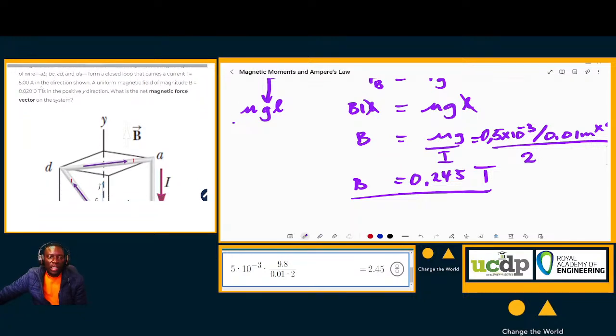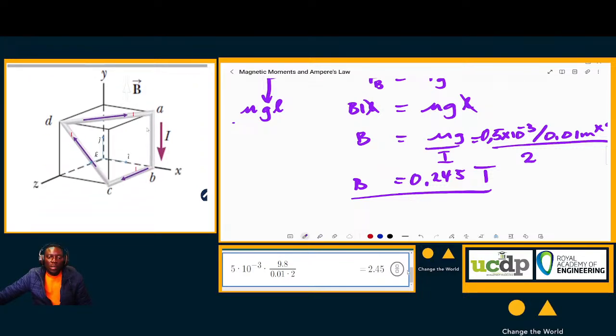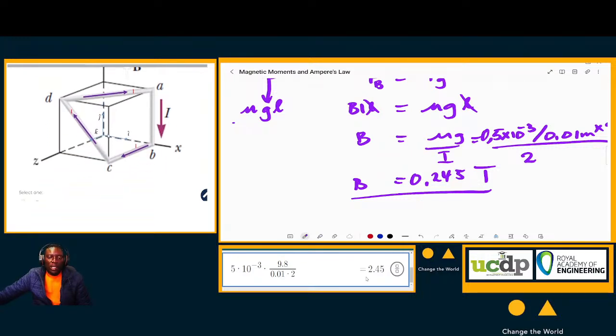4 straight segments of wire AB, BC, CD, and DA form a closed loop that carries a current I of 5 amps in the direction shown. So from A, we go down the y-axis to B, then B to C, C to D diagonally, and D to A diagonally again. So the current is the same, but this is a closed loop.